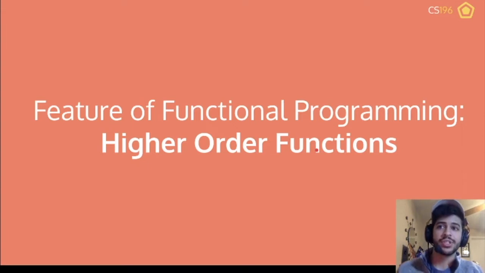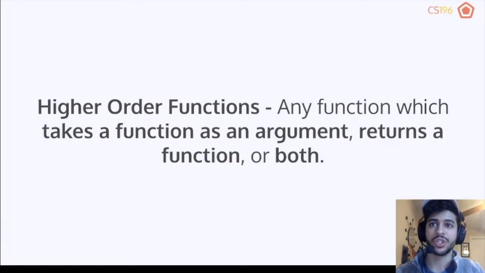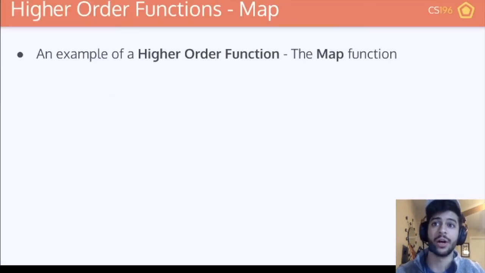So let's continue with some more features of functional programming. Now that we understand this idea of a first-class function, let's talk about higher-order functions. Higher-order functions are simply any function which takes a function as an argument, returns a function, or does both, taking one as an argument and returning a function. This is one of the use cases of those first-class functions. Since they're treated like normal variables, since you can pass them around and return them, you can use them with what are called higher-order functions, and I'll show you some examples of that now.